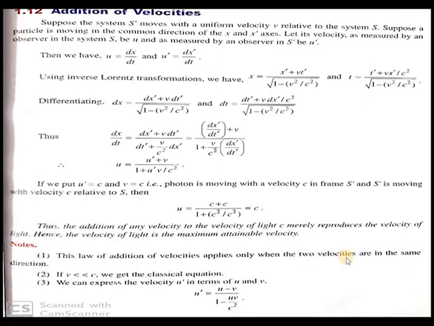It's natural. And if v is very much less than c, what we will be getting is the normal addition of velocity, or the classical equation. We can express the velocity u prime in terms of u and v, which you can write this way: u prime is equal to u minus v divided by 1 minus uv by c square.